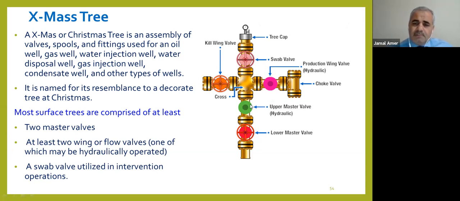So sometimes the upper master valve is designed in a way that it can cut the wire line. This is the cross, and here we have the kill wing valve. As I told, we use this valve in killing operations before doing well intervention jobs. If the well is required to be killed, we use this valve either for circulation, reverse circulation, direct circulation, or forward circulation.